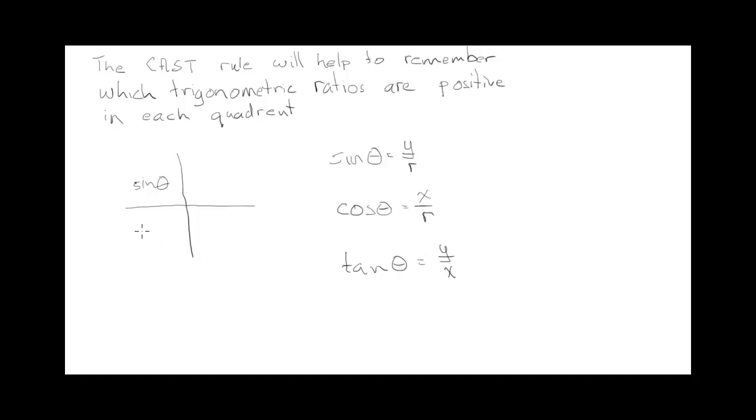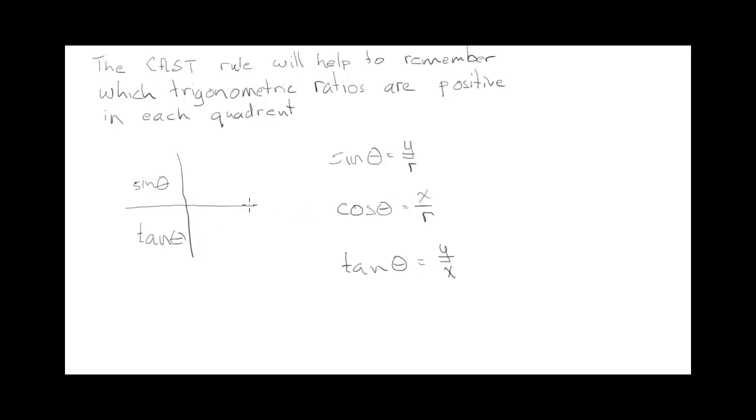In the third quadrant, y and x would both be negative. Right? You get a negative y value and a negative x value, which means tangent would be a negative over a negative, so that would be positive. And the other two would be negative because both y and x are negative.